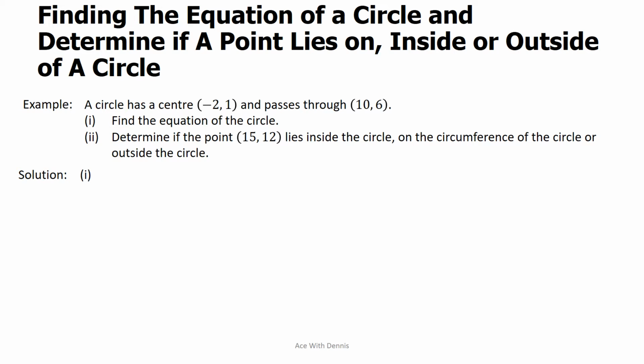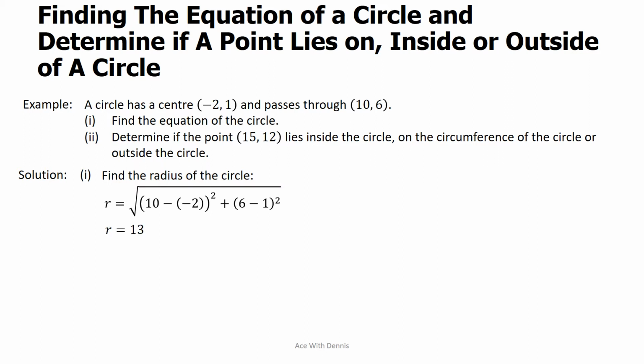So for the first one, we want to find the equation of a circle. We need to know the coordinates of the center of the circle and the length of the radius. From here, we already know the coordinates of the center, which is -2, 1. So we need to find the radius. To find the radius of the circle, we can find the distance between the center and the point given with the coordinates of 10, 6. So the r will be equal to the square root of (10 minus -2) squared plus (6 minus 1) squared, and we get r equals 13.